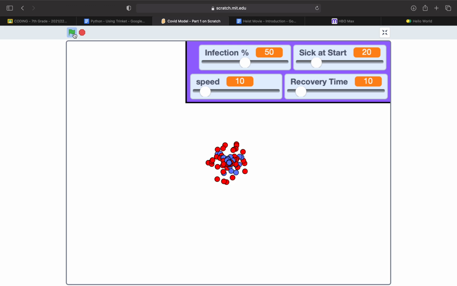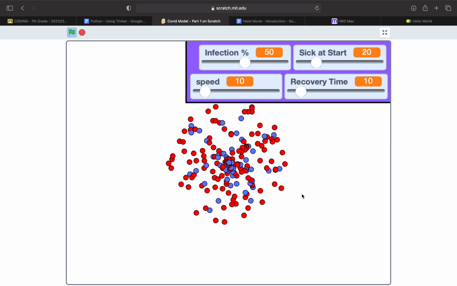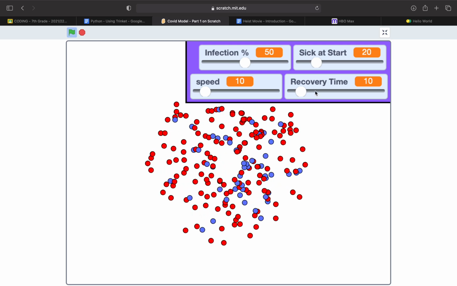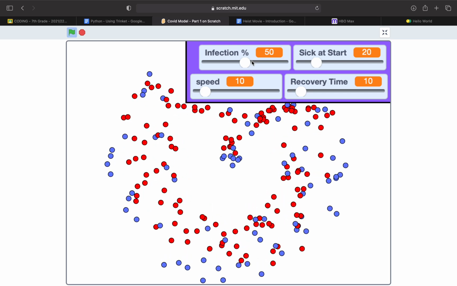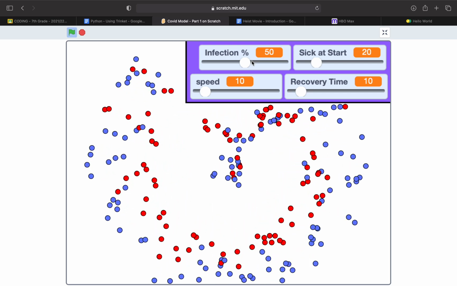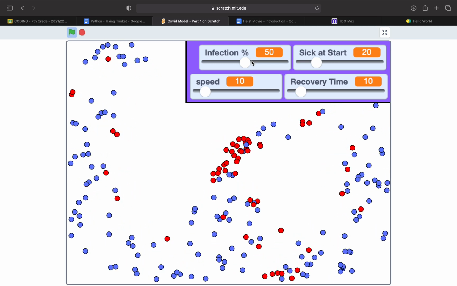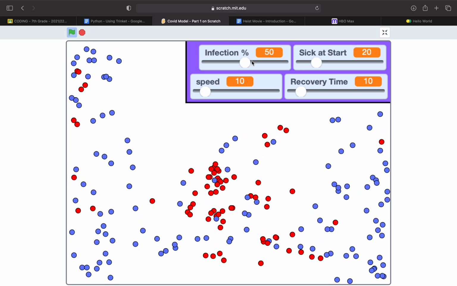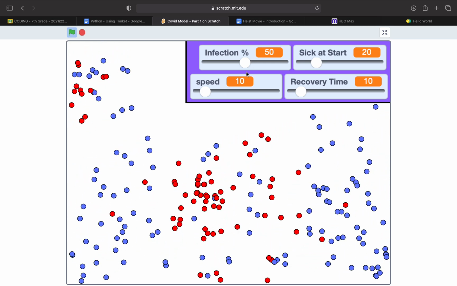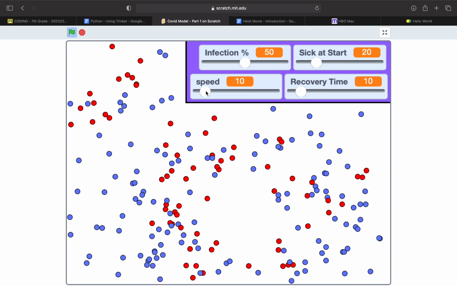Okay, I've got my 20 dots. Now we're going to see a lot of people recovering because after 10 seconds you get better, and there's only a 50% chance of getting sick if you're healthy and you're touching a sick dot. Let's see what happens. I have a feeling that my population is still going to be pretty darn sick, because even though people have slowed down, it's not like I've got people staying at home.